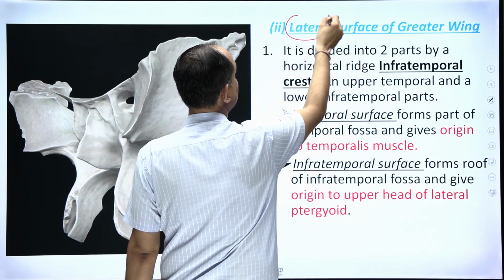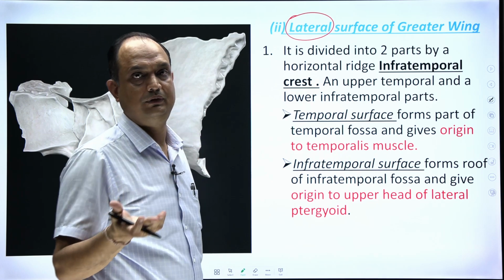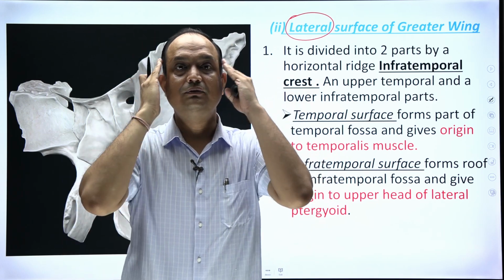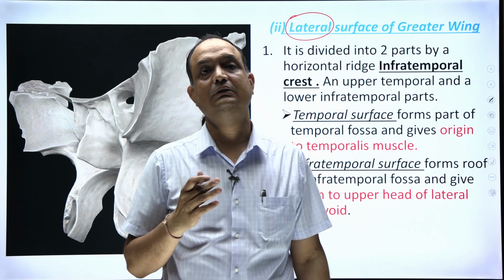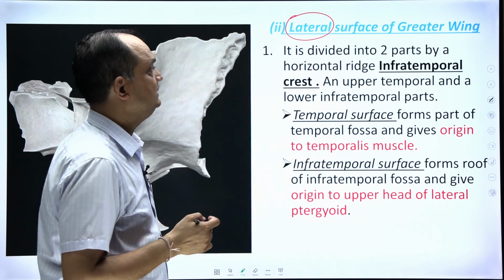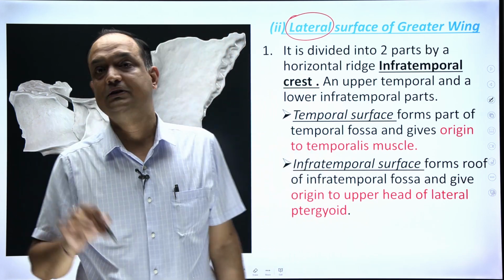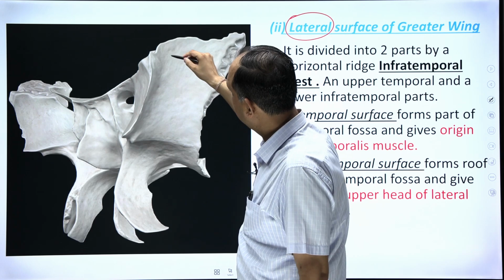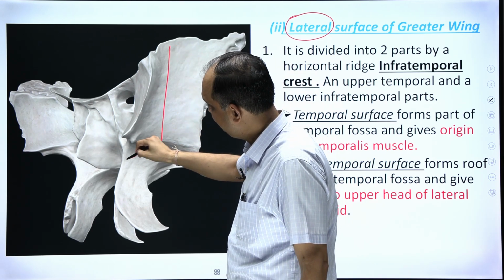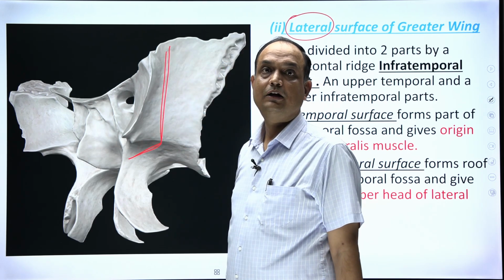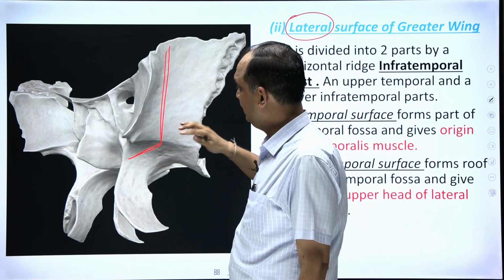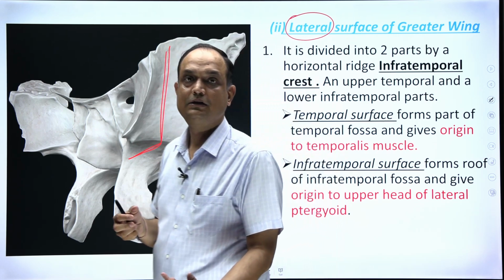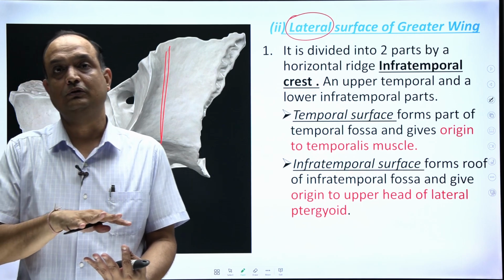Now this lateral surface is the outer surface. This is the lateral surface which you are seeing here. So this is the outer surface of the greater wing. Now when you see this surface, it is an L-shaped surface. Here you can see that this is the surface which has the L-shaped area. Now this surface has the area in the norma lateralis also, and when you see the base, you will find it in the norma basalis also.